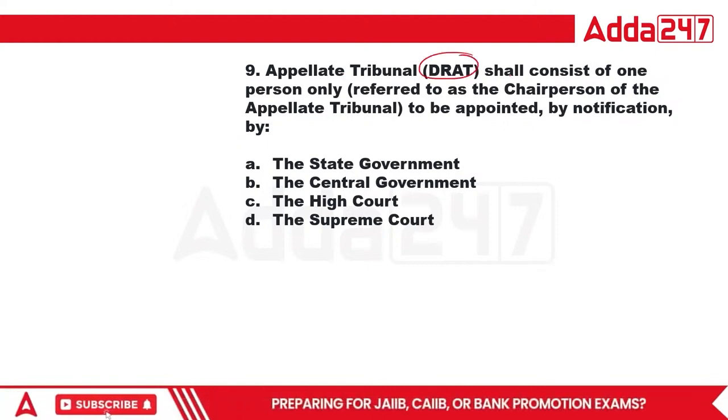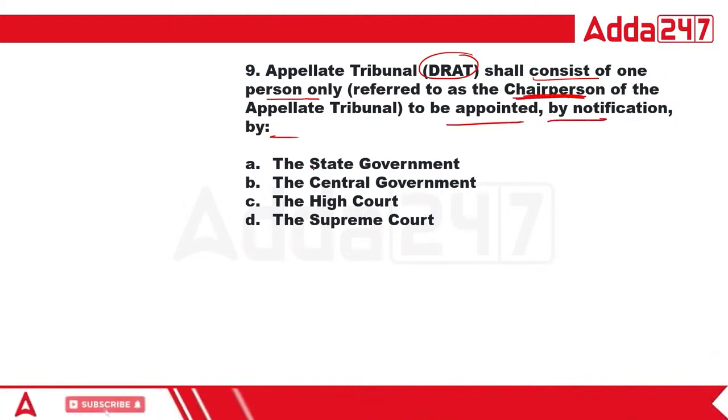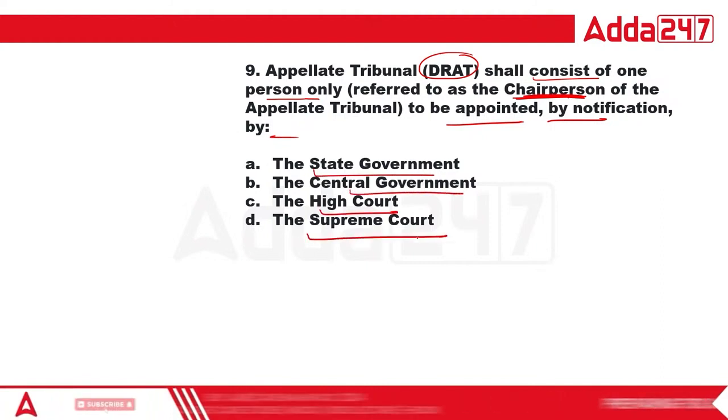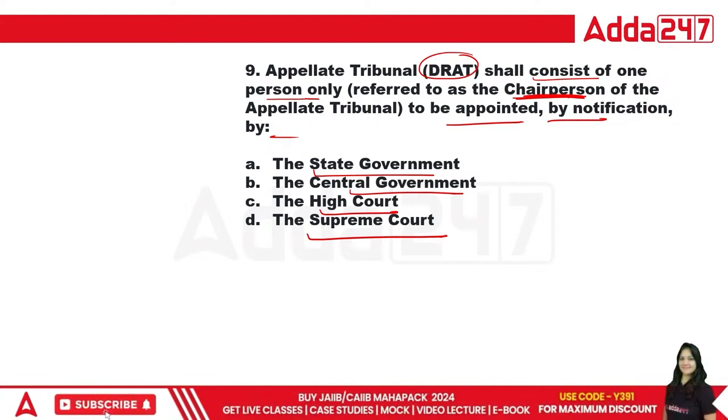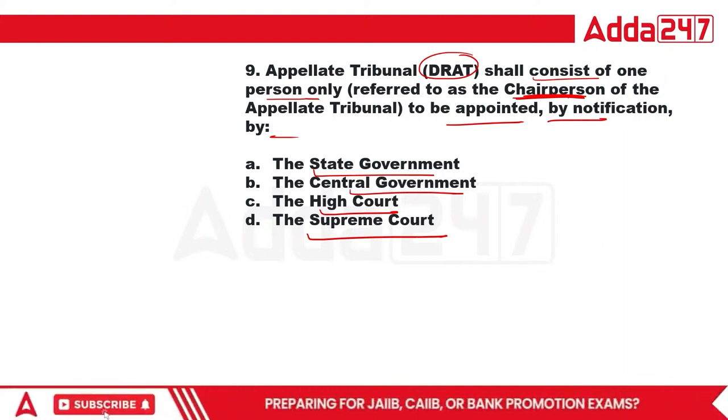DRAT shall consist of one person only, that is a chairperson appointed by notification by state government, central government, high court or supreme court. It means who appoints the chairperson?